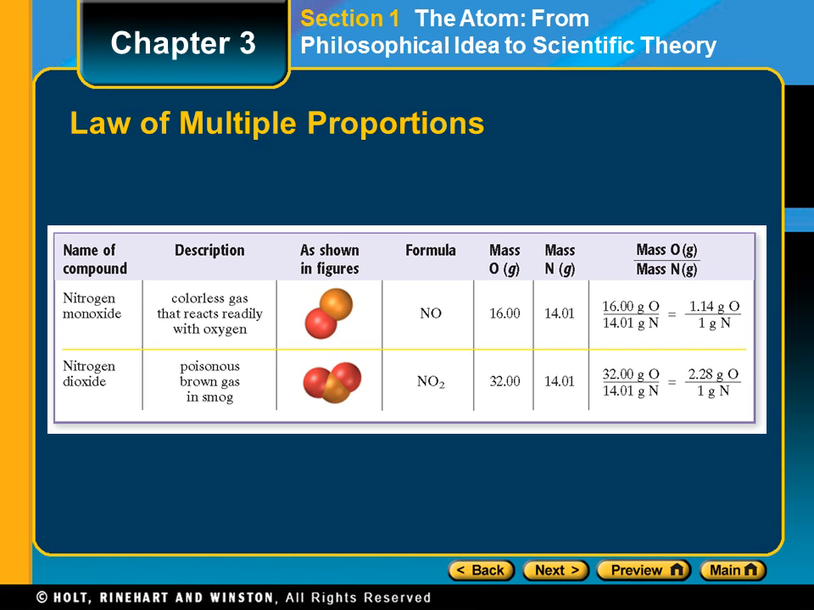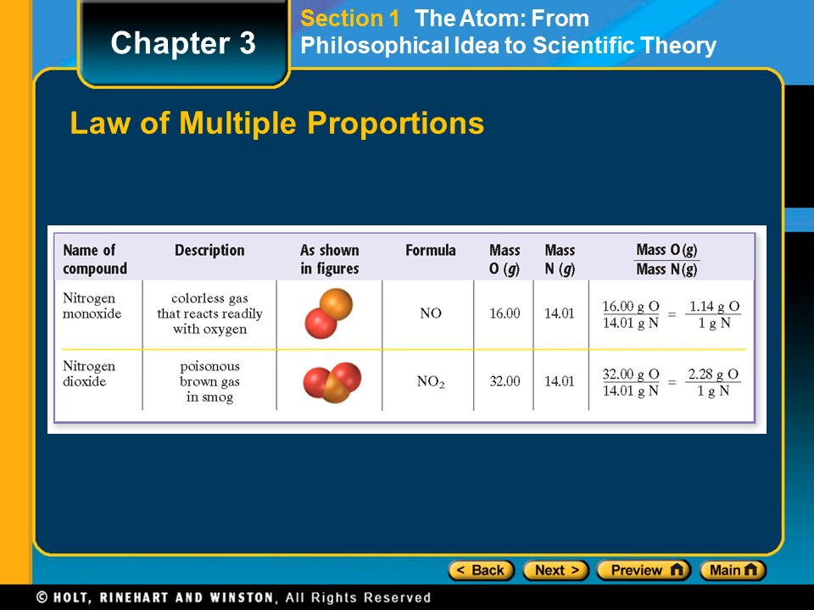So when we talk about the law of multiple proportions, okay, we look at nitrogen monoxide, which is a colorless gas that reacts readily with oxygen. When we show it diagrammatically, you see there's the yellow ball and the red ball. Its formula is NO. The mass of oxygen is 16. The mass of nitrogen is 14.01. So we're going to do our multiple proportion, 16 over 14.01, and you get that proportion on the end.